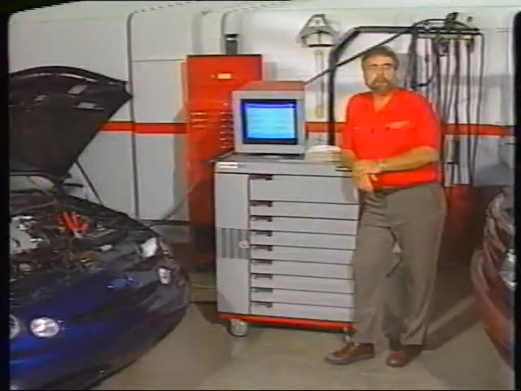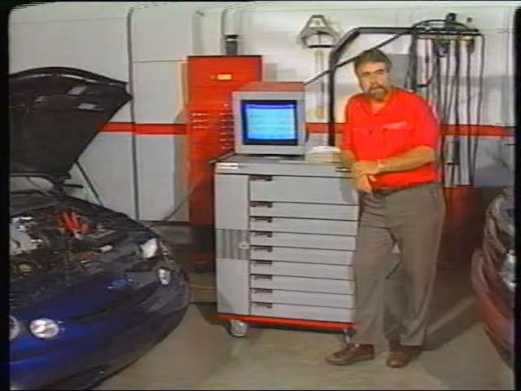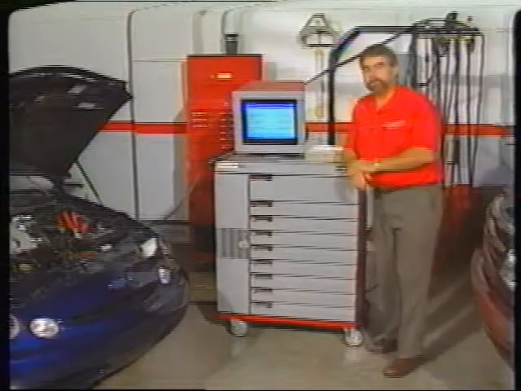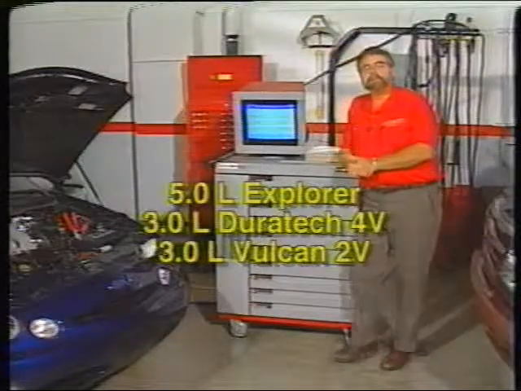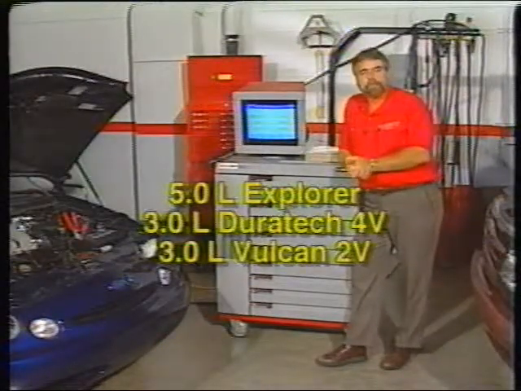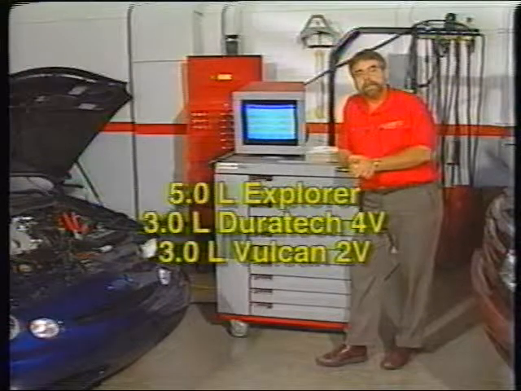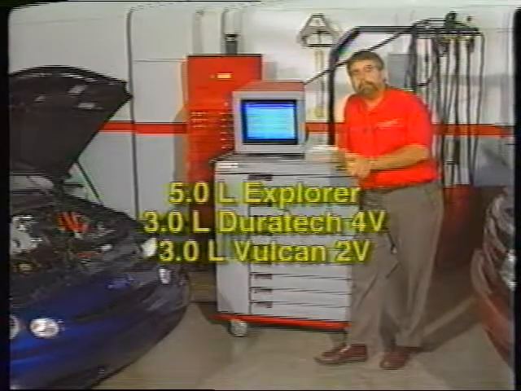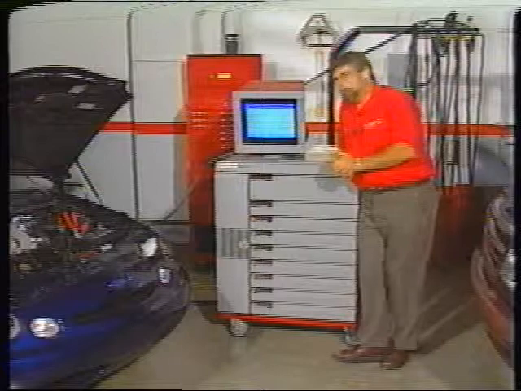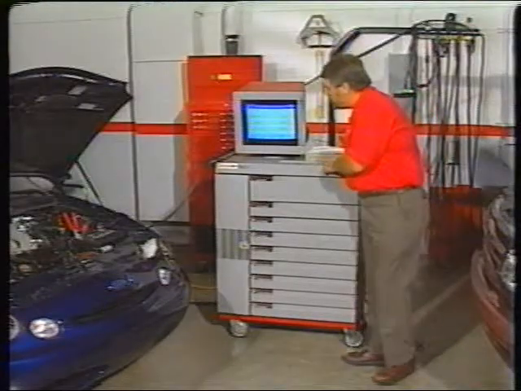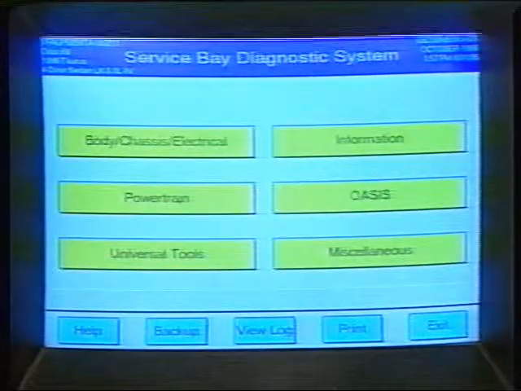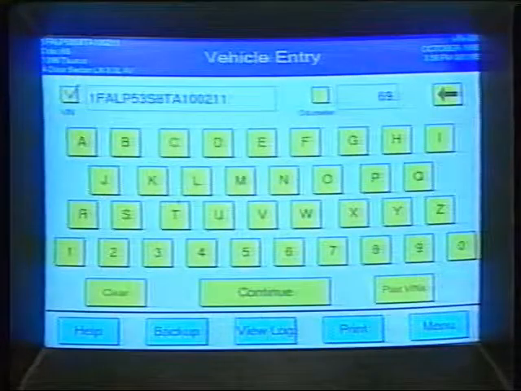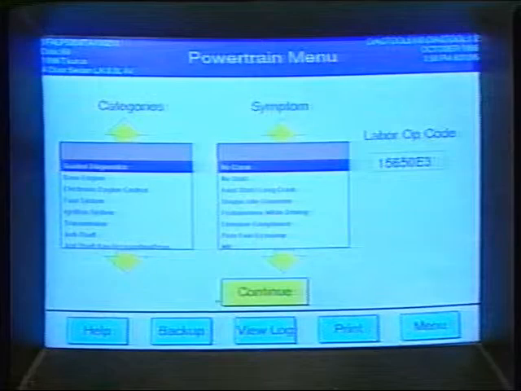The October 95 update has new powertrain coverage for 3 new vehicles. And those vehicles are the 5-liter Explorer 2-wheel drive, the 3-liter Taurus Sable Duratec 4-valve, and the 3-liter Taurus Sable Vulcan 2-valve. And we're going to show you the powertrain module tool list. So we'll go to the powertrain module here for the 1996 Taurus, touch continue, and we'll go in and get the tool list to show you the tools.